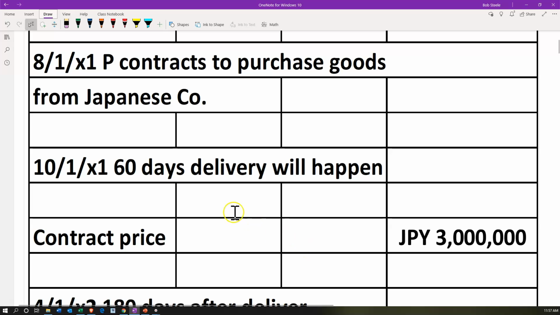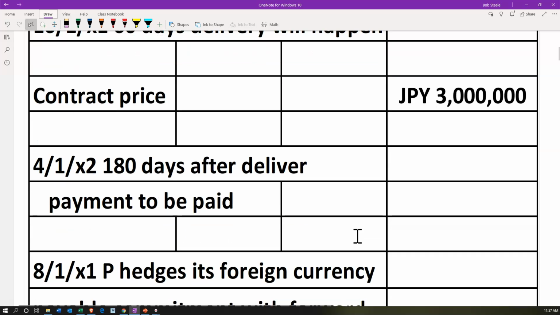Then on 10/1/X1, 60 days later from the contract to purchase, the transaction actually takes place. Transaction taking place meaning we're going to get the goods at that point in time or record the goods at that point in time, and we're going to purchase them on account, meaning the accounts payable is going to go on the books at that point in time as well. The contract will be paid in yen, so the accounts payable that we will pay for these goods that we purchase from a Japanese company will be paid in the currency of yen, that being 3 million yen.